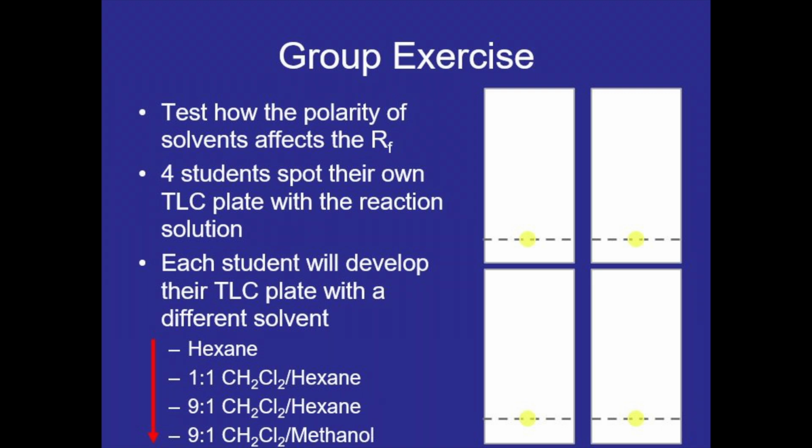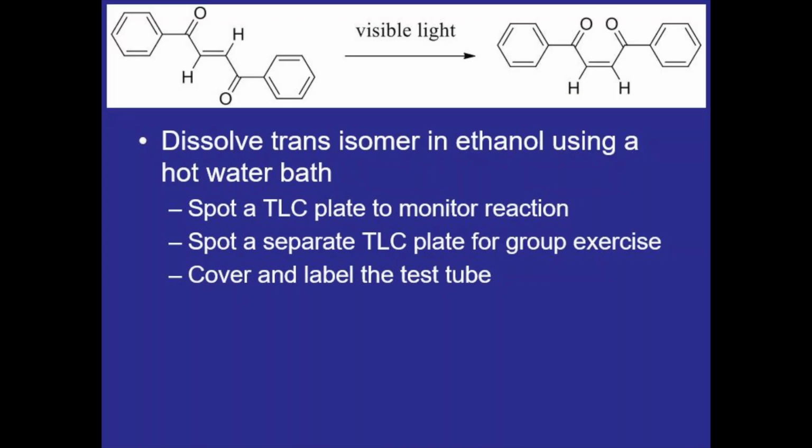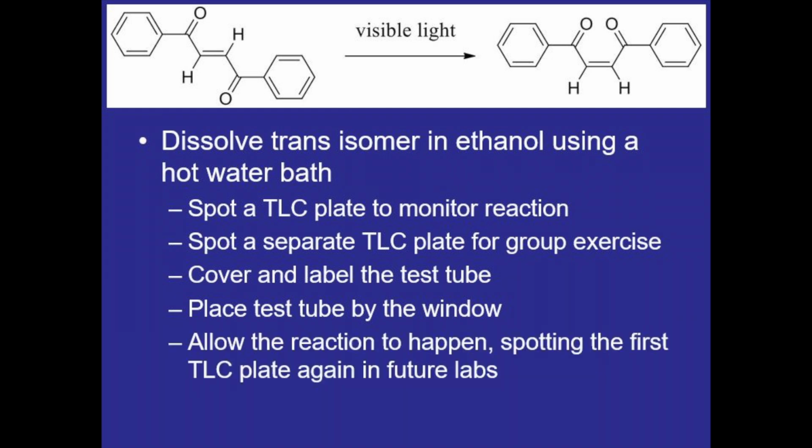Once those have all been spotted, you'll want to cover your test tube with some parafilm and label it with your name and section number so you know which one is yours, and then place it in a rack by the window designated for your section. We'll allow that reaction to happen in the window, spotting the initial TLC plate again in future labs.